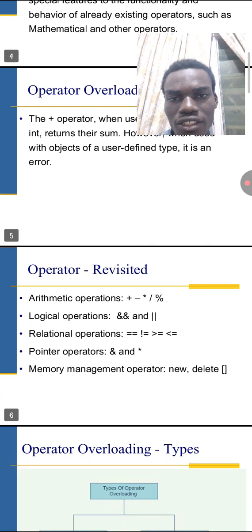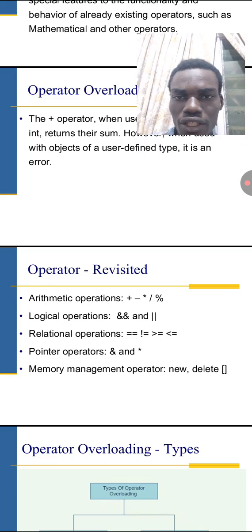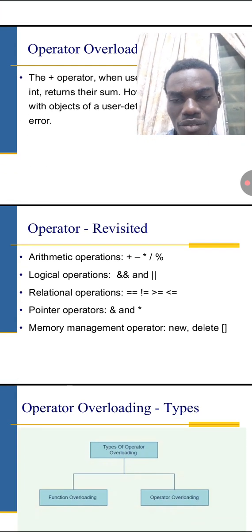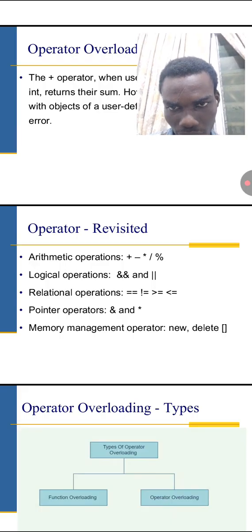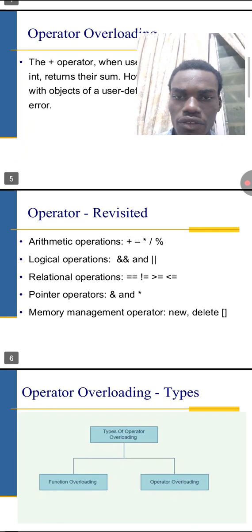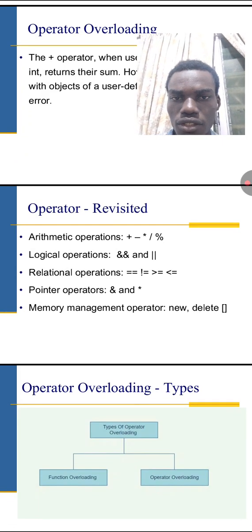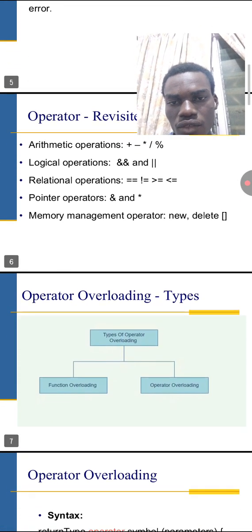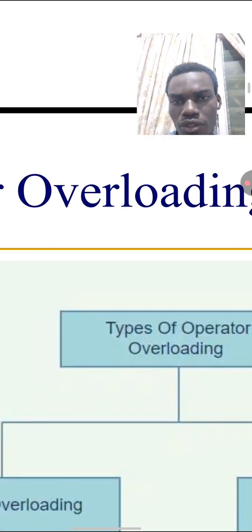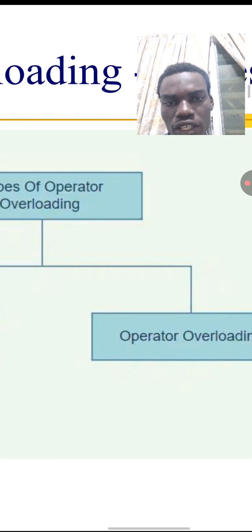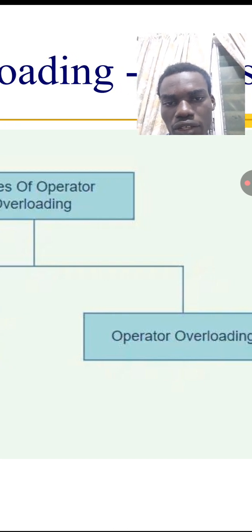So here are some operators which we did, and we are revisiting them. We have the arithmetic operators, the logical operators, the relational operators, the pointer operators, and the memory management operators. We have types of operator overloading: function overloading and operator overloading.